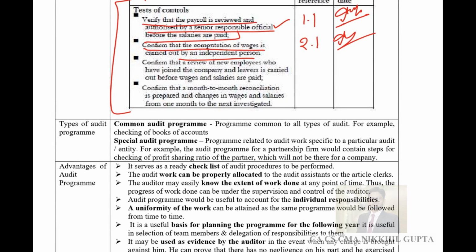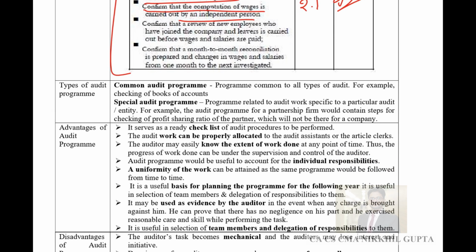So audit program is a list of procedures, a list of the aspects which are to be seen in an audit, and it is very important to have this kind of an audit program before an audit starts, because proper planning will ensure that the audit goes in a smooth manner.